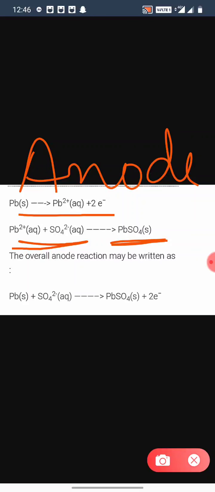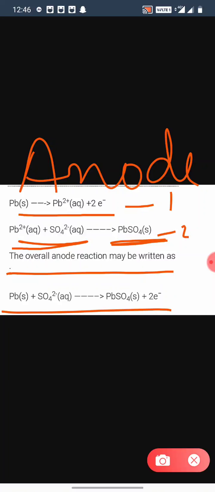So what will be the net cell reaction occurring at anode? It will be equal to the sum of equation 1 and equation 2, and these two will get cancelled off. So this will be the net cell reaction occurring at anode, children. This is a very important reaction. And lead storage cell itself is a very important cell type. It has been asked a number of times in your board examination. So please do remember the reactions occurring at anode and cathode.